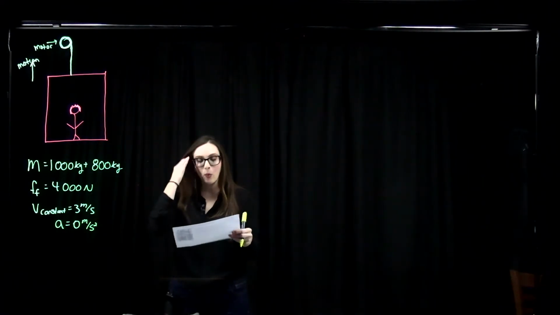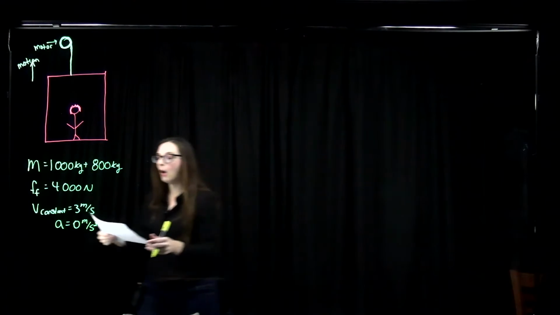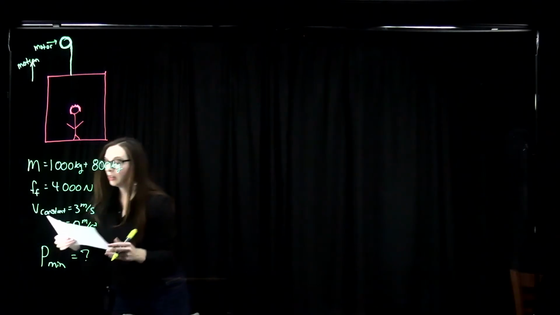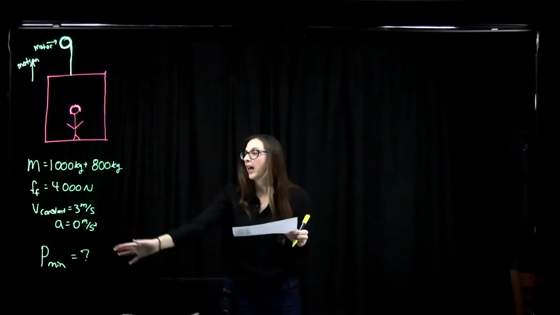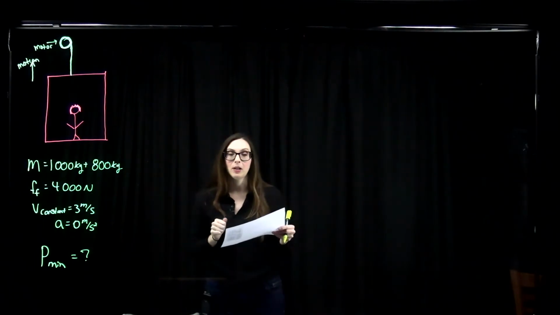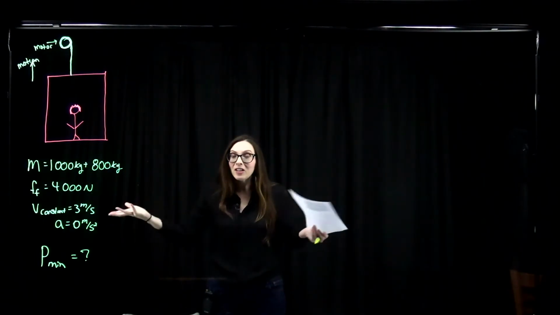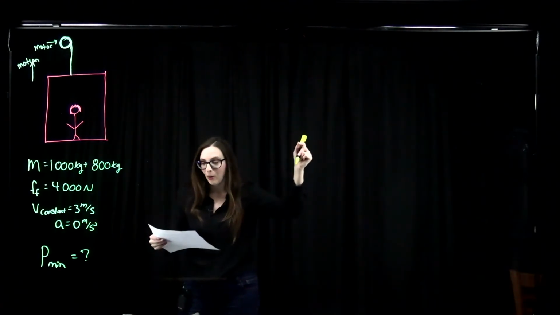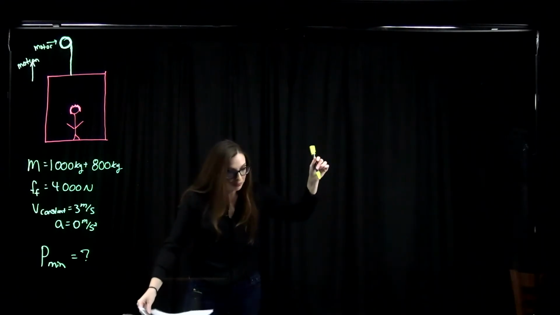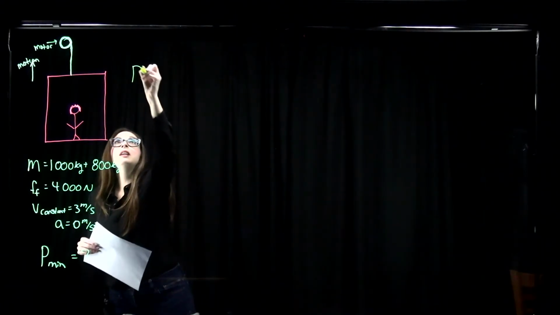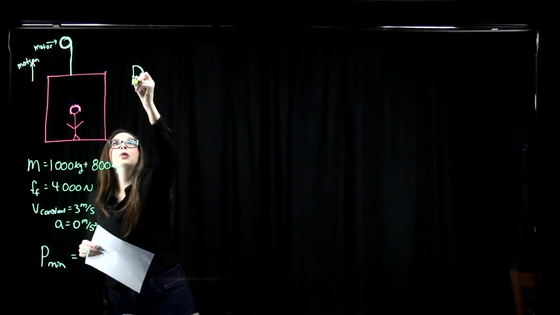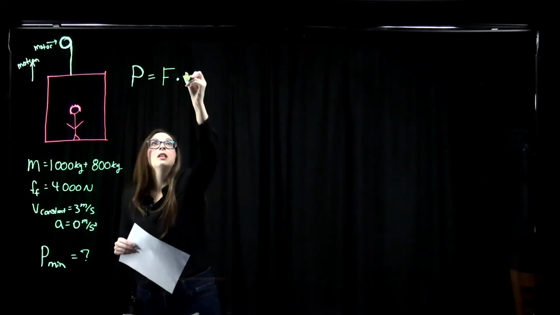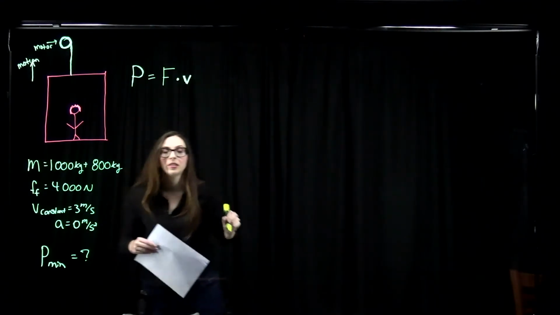Okay, so our question is, what minimum power must the motor deliver to lift this fully loaded elevator at a constant speed of 3 meters per second? Okay, well, let's just start by thinking about the power that we need. There are two ways we can write our equation for power. But the way that we're going to use it here is we're going to use this formulation that the power is equal to the force applied times the constant speed at which that force is applied.